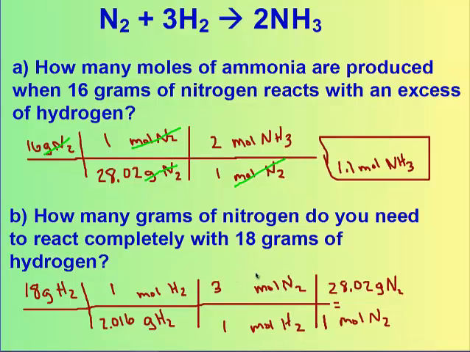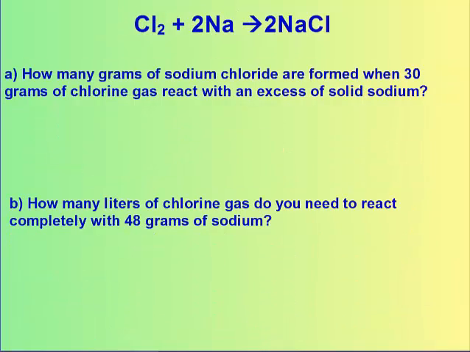18 times 3 times 28.02 divided by 2.016 gives you 83 grams. You could have also divided 18 by 2.016, then times 3, then times 28.02. Go ahead and pause the video and try A on your own. Restart when you have A done.